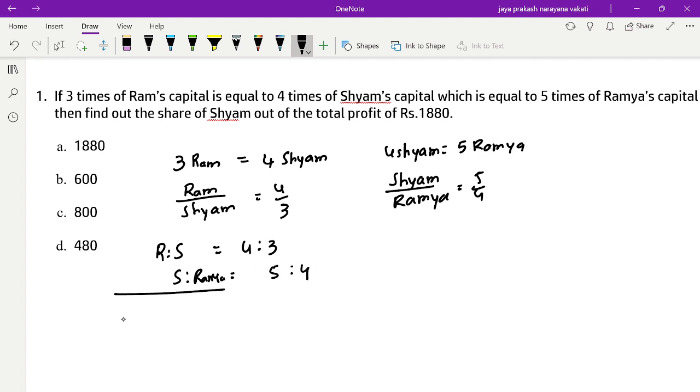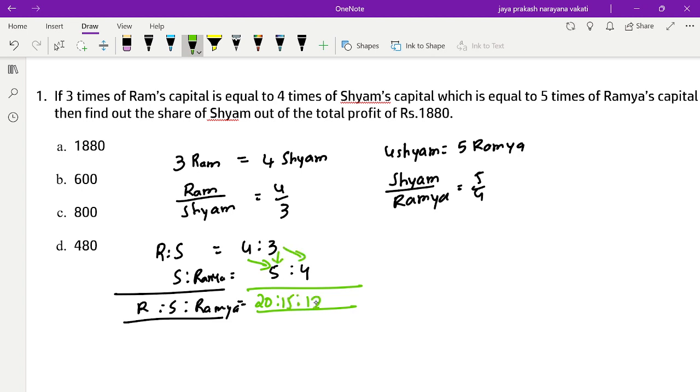Now find the compound ratio of Ram to Sham to Ramya. How? Simple, guys. Just in this way: the first terms multiplied, 4 fives are 20. For the second person, 3 fives are 15. For the third person, 3 fours are 12. This is how we find a compound ratio if the ratios of two pairs are given at a time. Now we know that the share of the profit is done in this ratio.